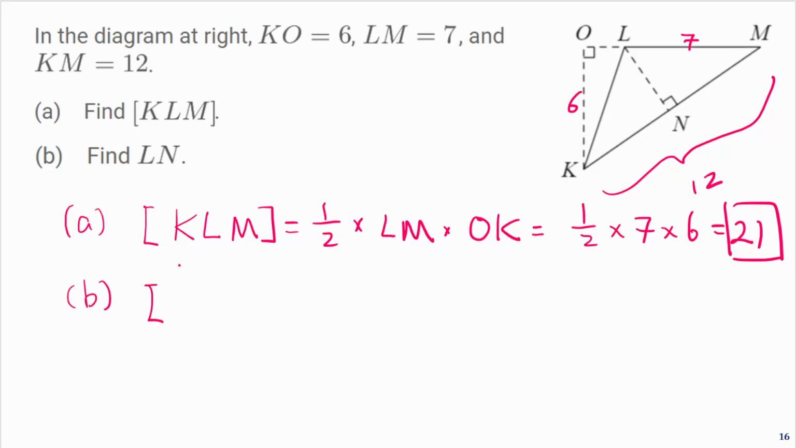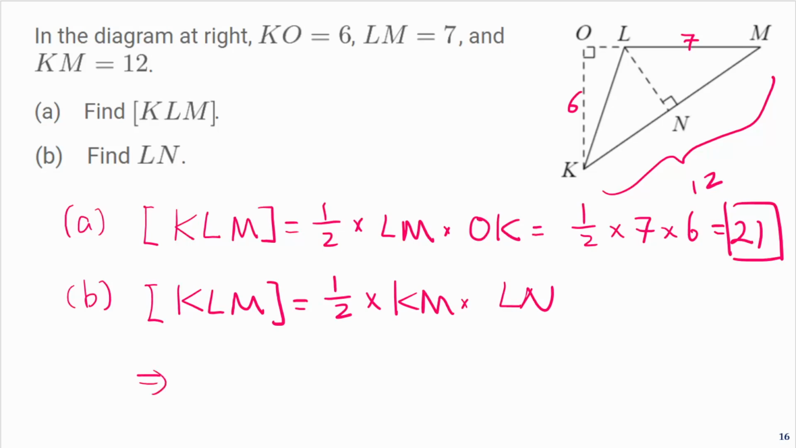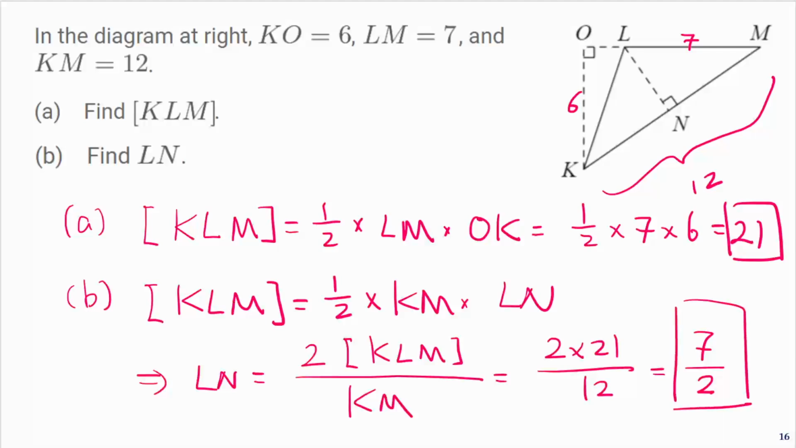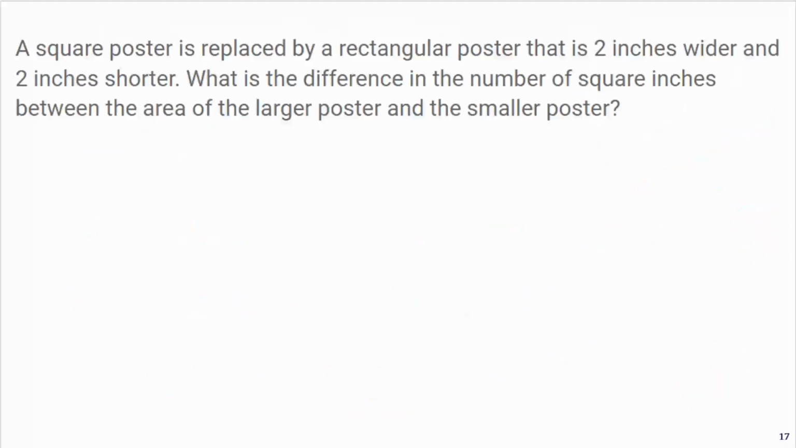Yeah. Also, we know the area of triangle KLM can be calculated by 1/2 of KM times the corresponding height LN. Therefore, we know LN equals twice the area of that triangle over KM. So that gives us 2 by 21 over KM, which is 12. And that's 7 over 2, right? Yes. Okay. Okay, again, if you don't have any question, let's consider the next one.